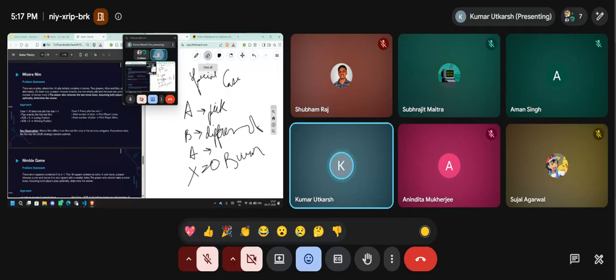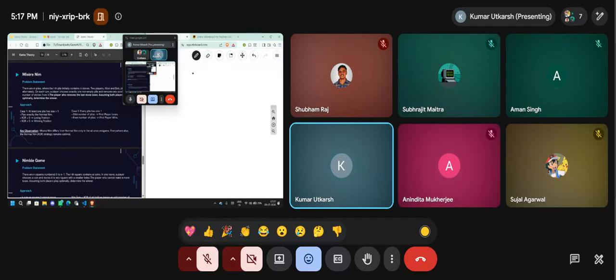Now let's consider the case 2, 2, 1, 1, which is the misery example that we were taking. So what do you think if A picks 2? Does B want to pick 2 right away? No, B will pick 1. So the remaining values will be 1, 1, 1.